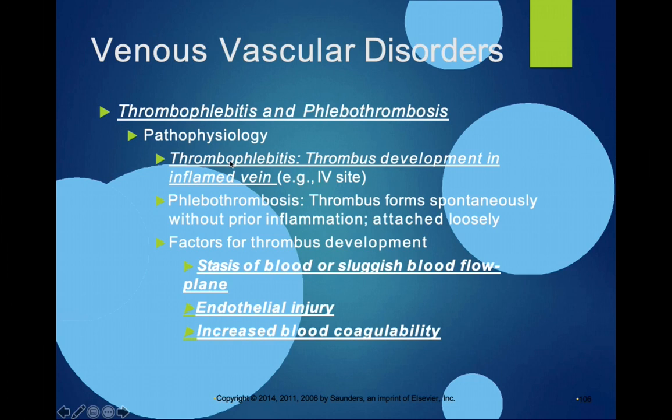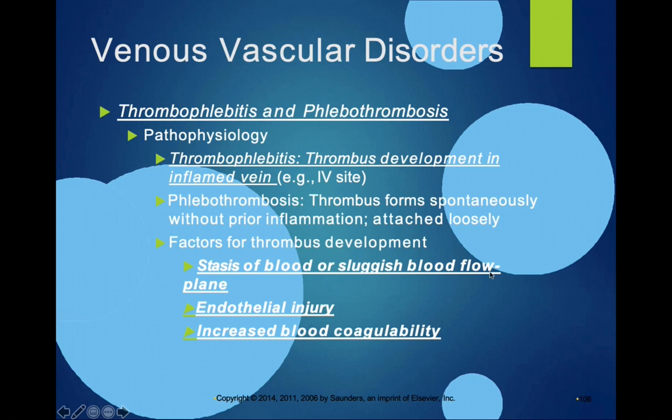All right, finishing up here with thrombophlebitis and phlebothrombosis. Of these two, the one that's more common is the thrombophlebitis. This is a thrombus that develops in an inflamed vein. Phlebothrombosis is a thrombosis formed spontaneously without prior inflammation. So the factors for the thrombus: stasis of blood or sluggish blood flow.